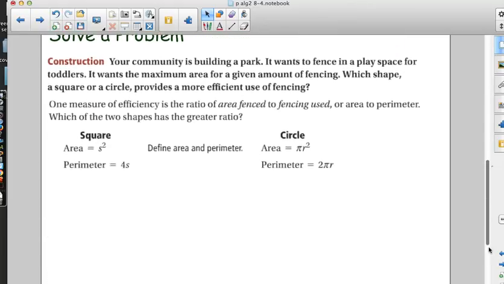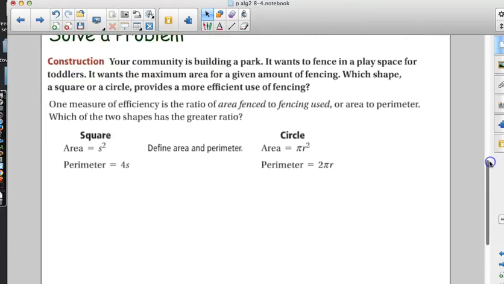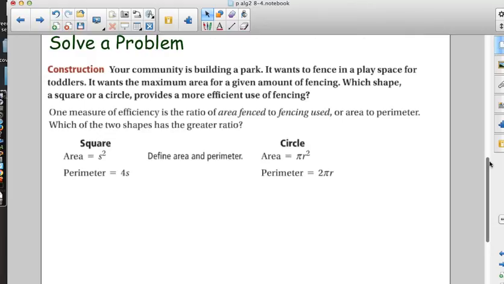Things get a little hairy on this. It's a word problem, and it's at the end of a section. So we know things might get a little more difficult here. This says, your community is building a park. It wants to fence in a play space for toddlers. It wants the maximum area for a given amount of fencing. That makes total sense. You want the biggest space possible, but you have, you know, X number of dollars to buy the fencing. So you start with, hey, this is what we have money for. How can we make this work?